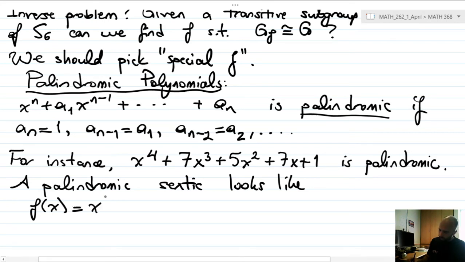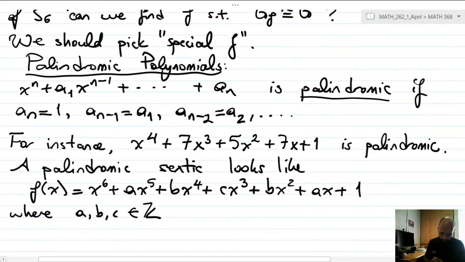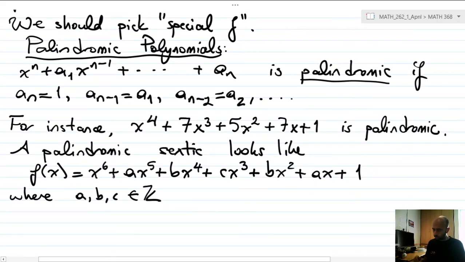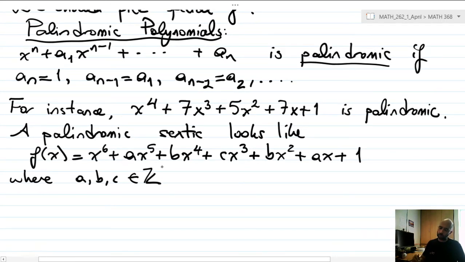f(x) equals x to the 6 plus ax to the 5 plus bx to the 4 plus cx cubed, then go back to bx squared plus ax plus 1. Now I want it to be an integer coefficient polynomial, so it is really specified by, so to say, 3 integers a, b, c. So some naive question, what is the Galois group of such a polynomial? I mean, can you figure out what the Galois group will be like in terms of a, b, c?